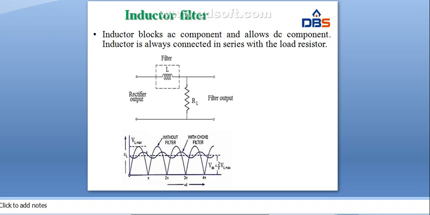So here the ripple factor of the inductor filter is RL by 3 root 2 omega L. That is the ripple factor of the inductor. So see the waveforms without filter and with filter. See here, this is the without filter waveform, and this one is the with filter waveform.